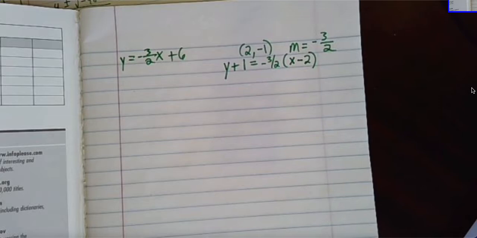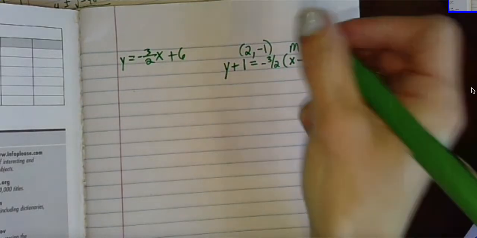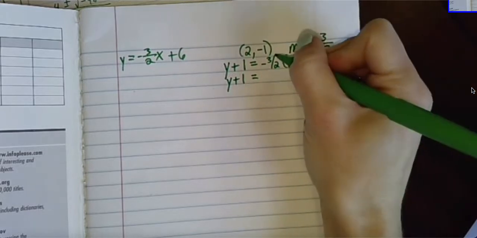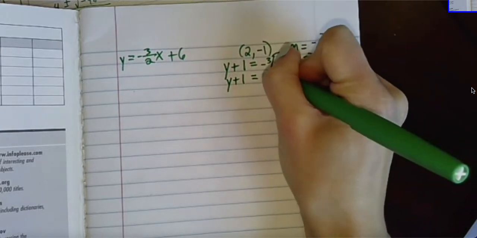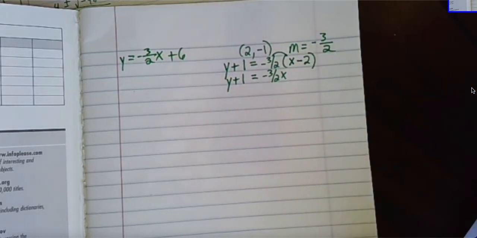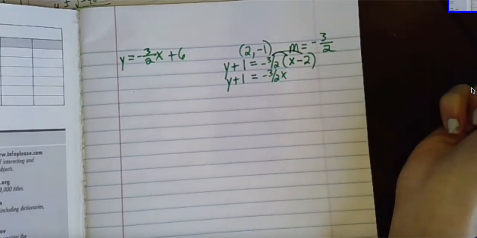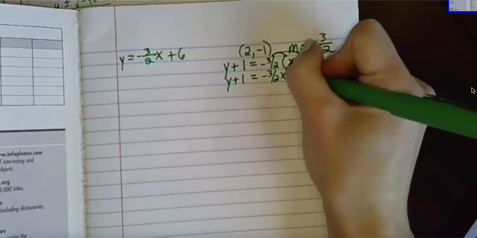Okay, now we distribute and then move our 1. This one has a fraction, but we can still multiply, right? If you don't know how, your calculator will. So y plus 1 equals negative 3 halves x. I'm just going to write that down. And then what's negative 3 halves times a negative 2? A positive 3.